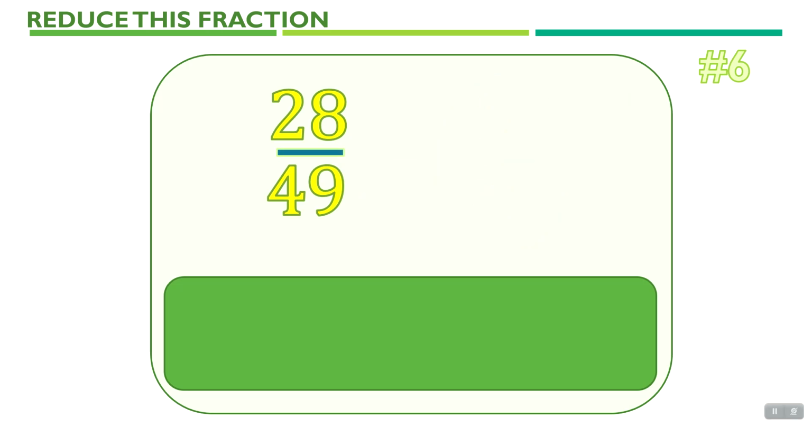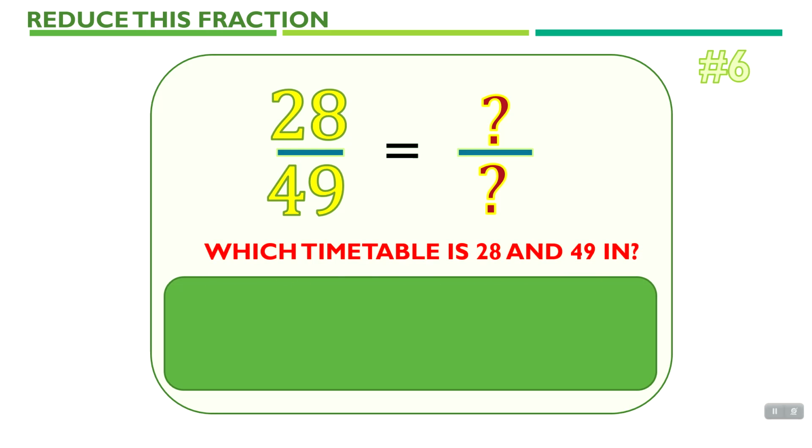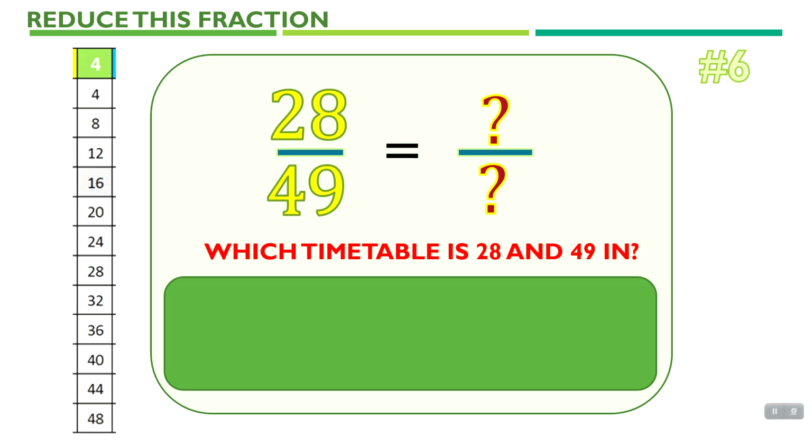And the last one, 28 over 49. Again, we use the same method to solve each problem when we reduce fractions. We also can try to determine which times table both numbers are in. Do you know which times table 28 and 49 are both in? I think I remember seeing 28 in the 4 times table. There's 28, but I don't see 49. So therefore, we can't divide by 4.